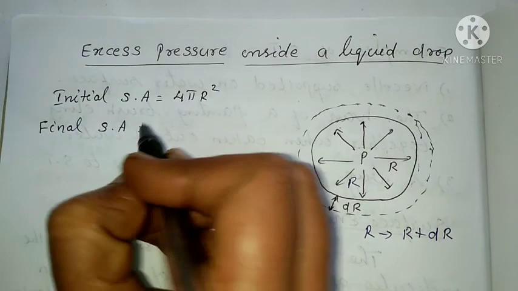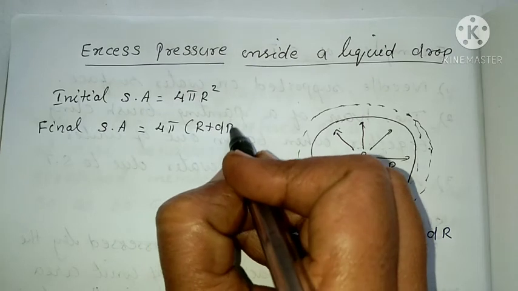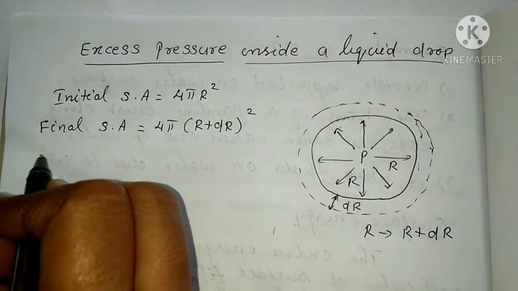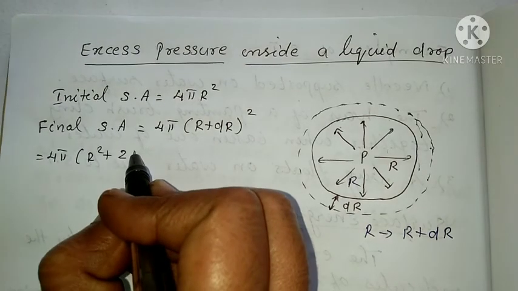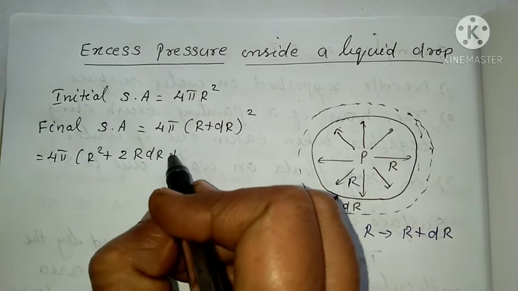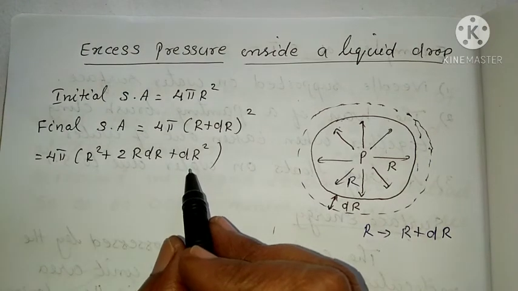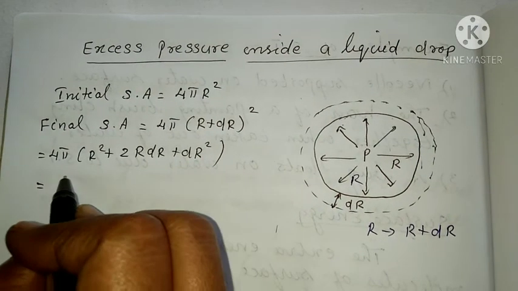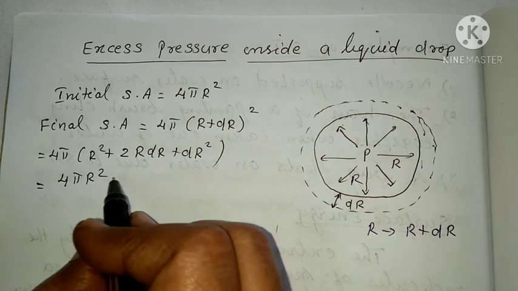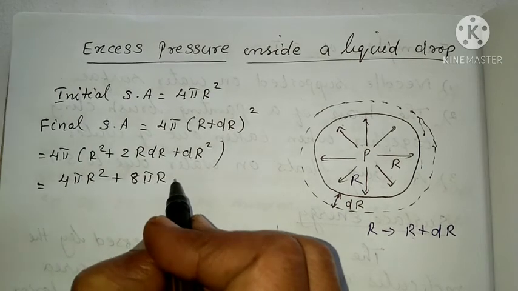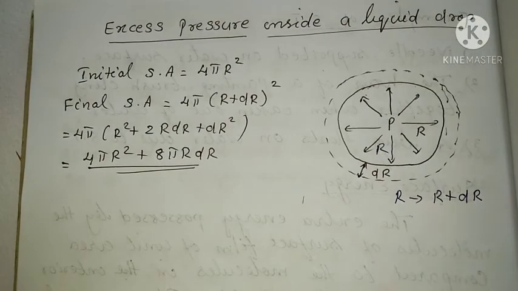The final surface area equals 4 pi into r plus dr, the whole square. So we can write 4 pi into r square plus 2r dr plus dr square. If dr is small, then dr square is very small, so we can neglect it. What is the remaining here? 4 pi r square plus 4 pi into 2 r dr, that is 8 pi r dr. So this is the final surface area. Then we want to find the increase in surface area.